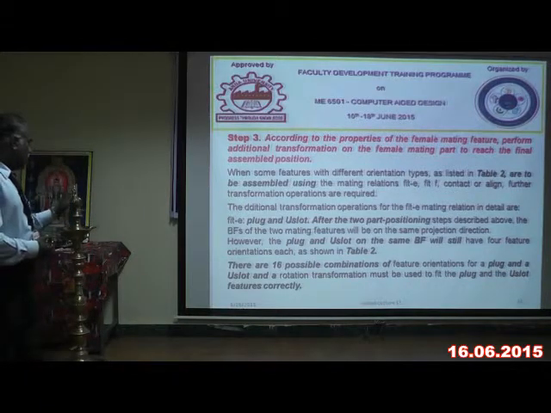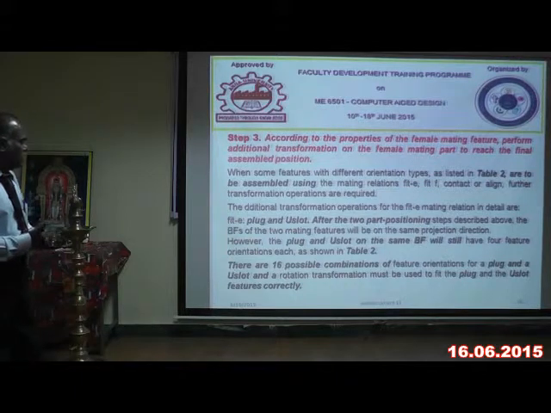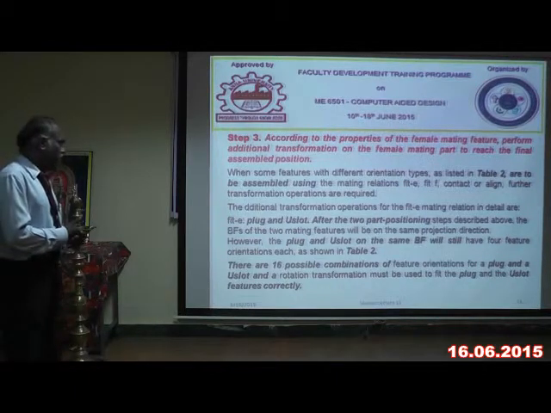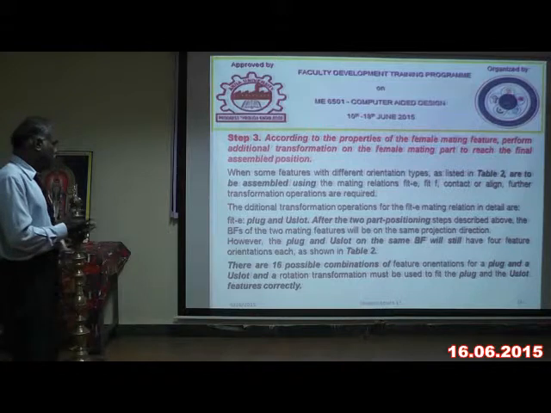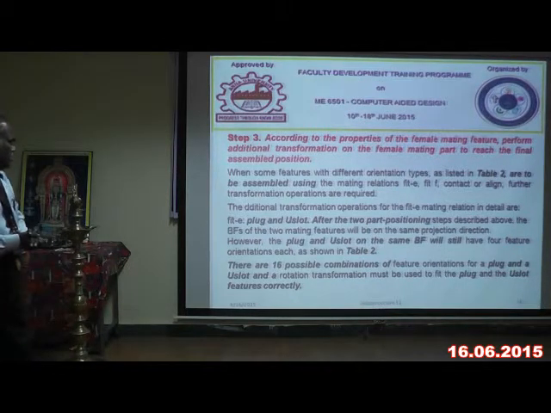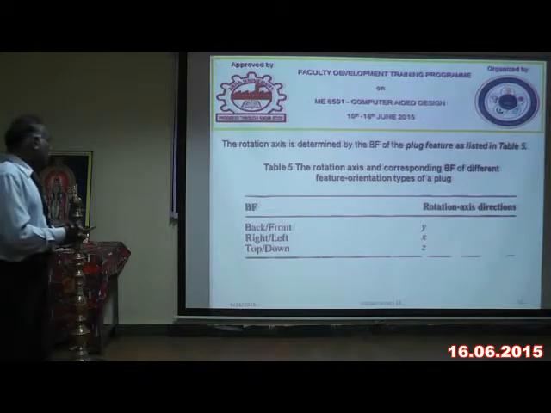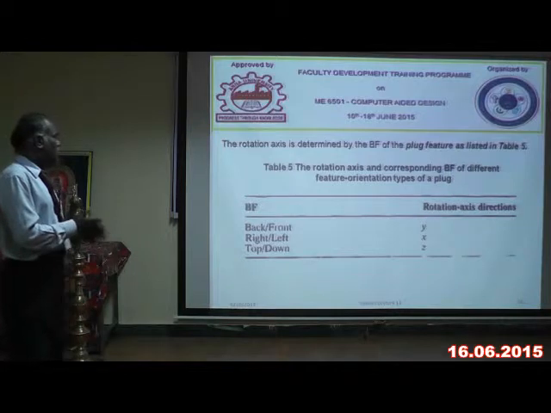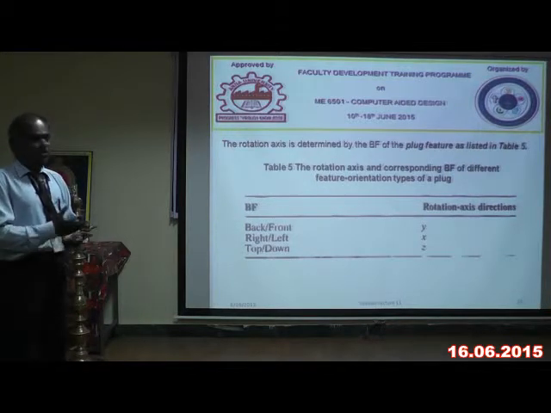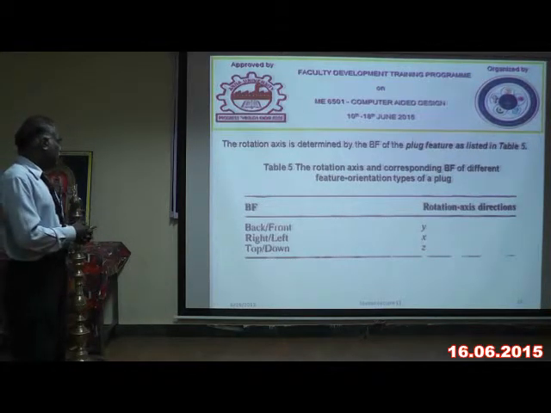As we already see, there are 16 possible combinations of feature orientation for a plug and a U slot, and orientation transformation must be used to fit plug and U slot features. There are 6 possible positions, and then the rotation axis is determined by the boundary faces of the plug features studied. The rotation axis and the corresponding boundary faces differ with the different feature orientations.